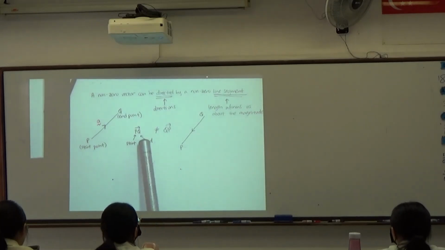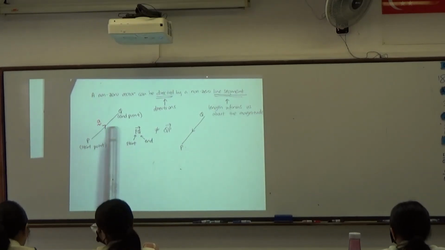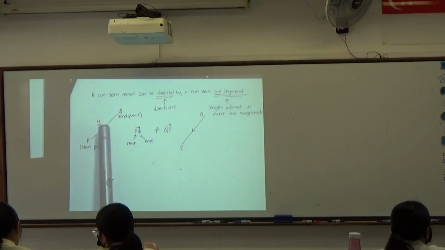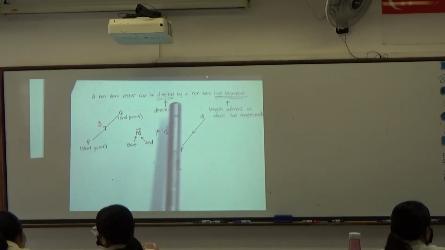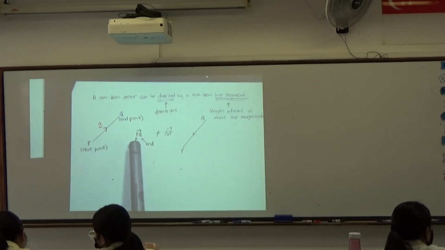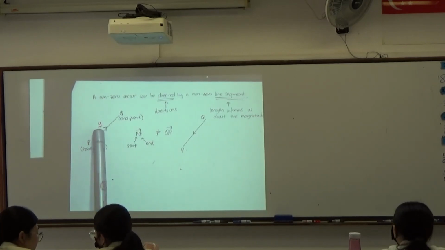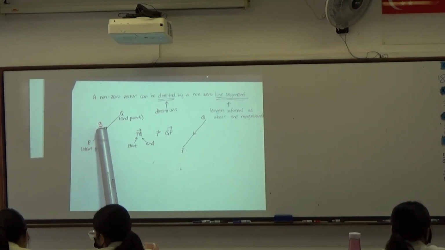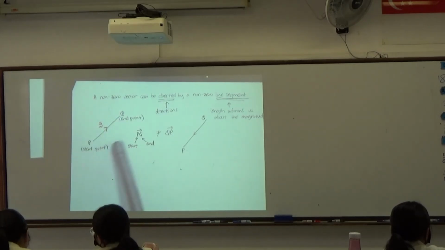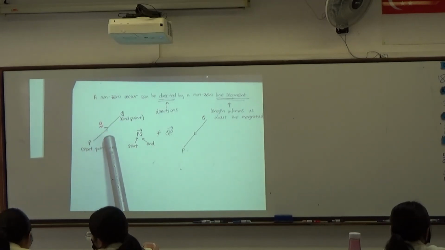So PQ, QP, a, all these are representations of a vector. It tells us the direction, so in this case it tells us P to Q. Writing it in this manner doesn't quite tell us much information actually. It needs to be supported with a diagram in order to show us the magnitude as well as the direction itself.